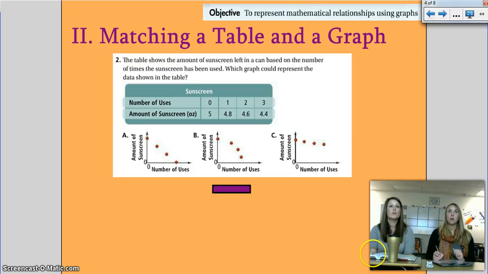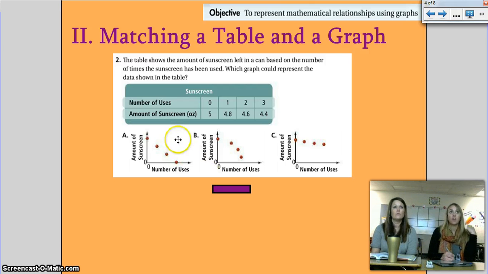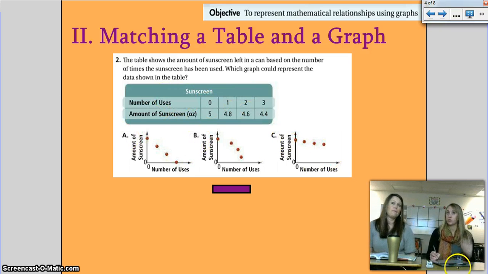Okay. Matching a table and a graph. Here you go. We are given 3 different scatter plots here. We just have to apply which one is our answer. So here is what we're given from the table. Then we're going to choose A, choose B, or choose C. Okay. Oh, so this is a multiple choice. This is not an open answer. Nope. 3 answers. Yep, so it's matching a table and a graph.